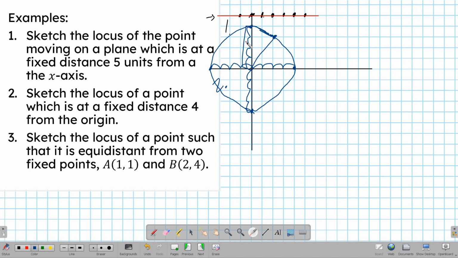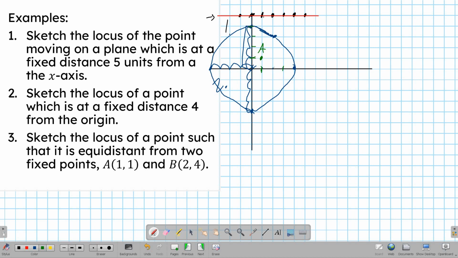So now, number 3. We are asked to sketch the locus of points such that it is equidistant from two fixed points A and B. Let's clean this up so we can see. What we need is A at (1, 1). This is A. And then 1, 2, 1, 2, 3, 4.